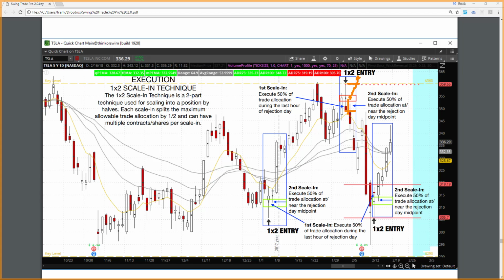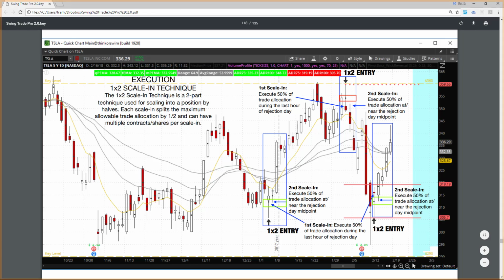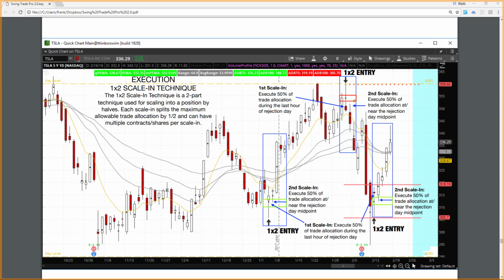So in this case, it's okay if you don't get all the way back to the absorption zone if price gaps down out of range, because any pullback into range could be an opportunity to add that portion back. So again, two scales, the first one at the end of the day on the rejection day, and the second one on the pullback in the morning on day 2. That gets you allocated ahead of a potential push downward.